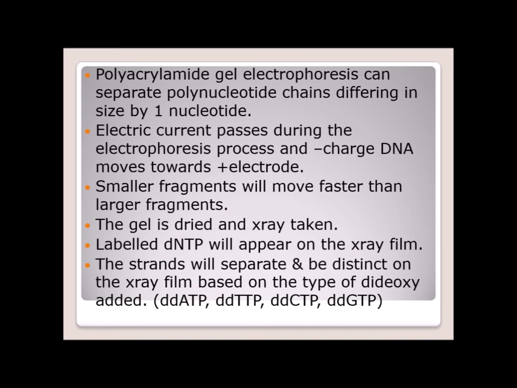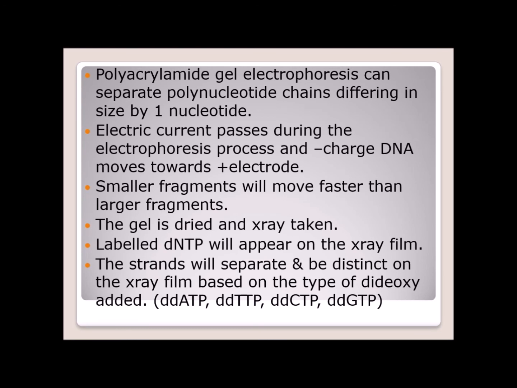Polyacrylamide gel electrophoresis can separate polynucleotide chains differing in size by 1 nucleotide. Electric current passes during the electrophoresis process, and negatively charged DNA moves towards the positive electrode. Smaller fragments will move faster than larger fragments.